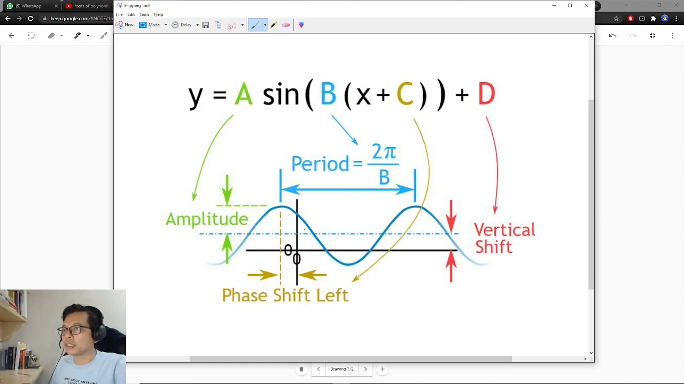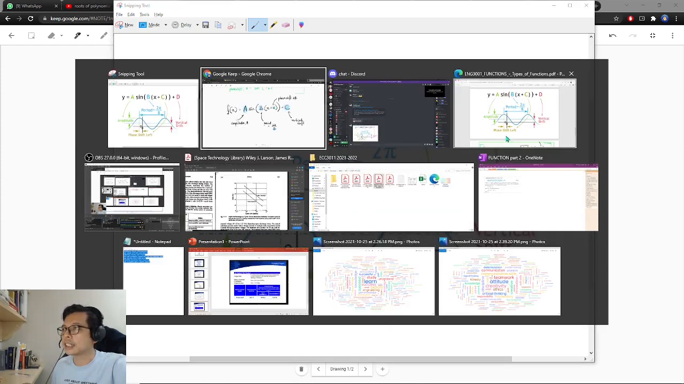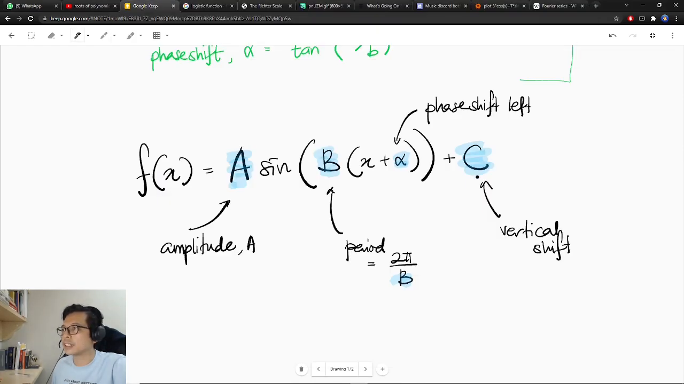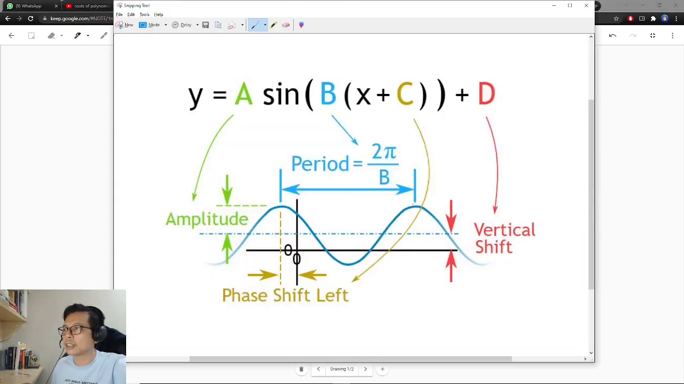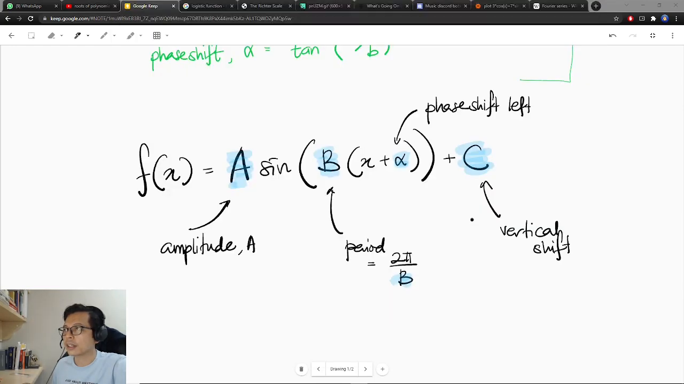That means if this is a positive number, it's going to move to the left. If the number here is negative, it's going to move to the right. So it's going to shift the whole wave to the left if it's positive. And then the final number here, D, which in this case I think what I've got is actually C, and that one is alpha. C here is the vertical shift. That means it pushes things up or down.